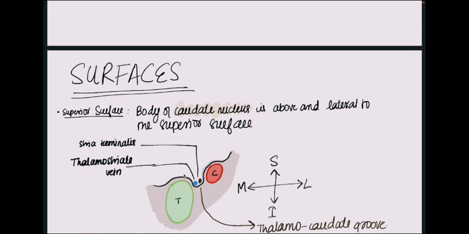The thalamocaudate group contains two structures. Medially, we have the thalamostriate vein, and laterally, we have the stria terminalis. The thalamostriate vein drains the thalamus as well as the corpus striatum. The stria terminalis is a fine bundle of white matter formed by the efferent fibers from the amygdala.